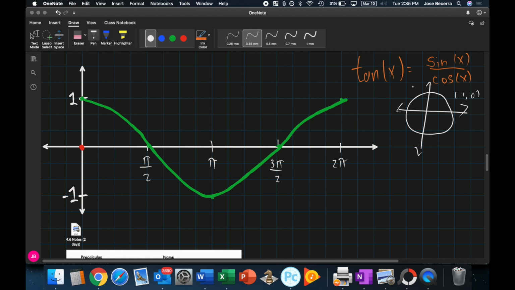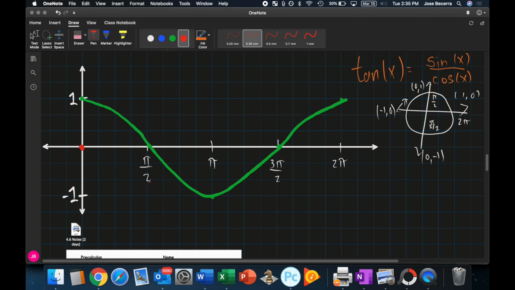At pi over 2, we're going to have 0, comma positive 1. At pi, this is pi over here, we're going to have negative 1, comma 0. At 3 pi over 2, we're going to have 0, comma negative 1. And then for rotation, we go back to where we started. So once again, this is 2 pi or 0. This is going to be pi over 2. And then this is 3 pi over 2.